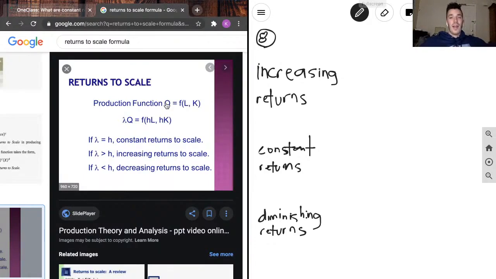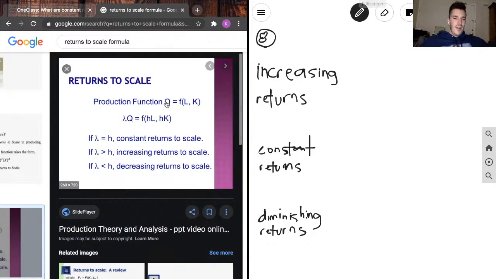If multiplying it by lambda were to increase lambda Q to a larger number than f(hL, hK), we'd have increasing returns to scale. If we're to make it a smaller number, we'd have decreasing returns to scale.